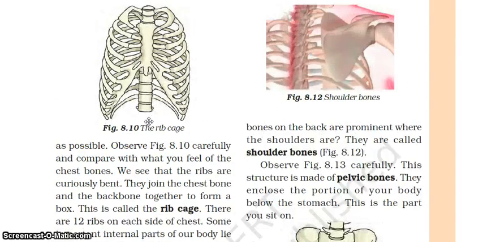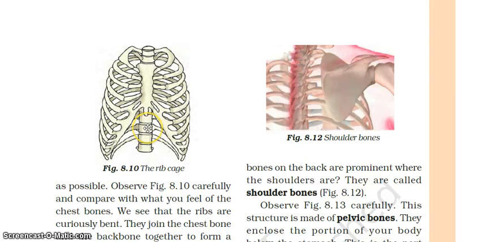Now the next bone is the shoulder bone. It is present in our shoulders, and this shoulder bone is attached to the upper arm and is formed by 3 bones: clavicle, scapula, and humerus.